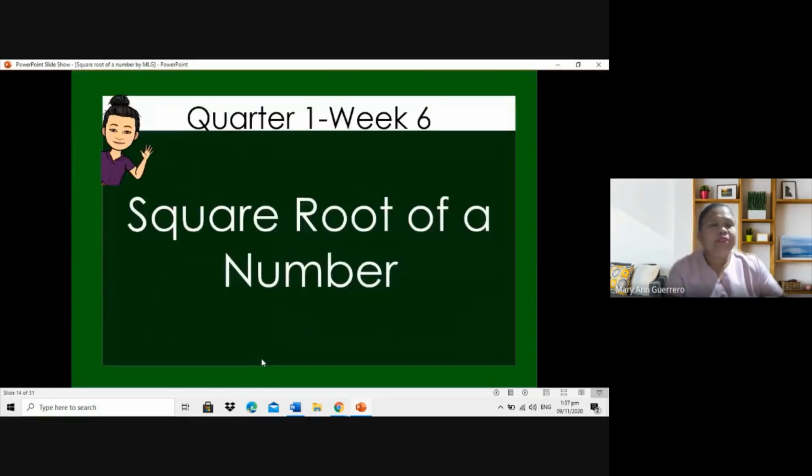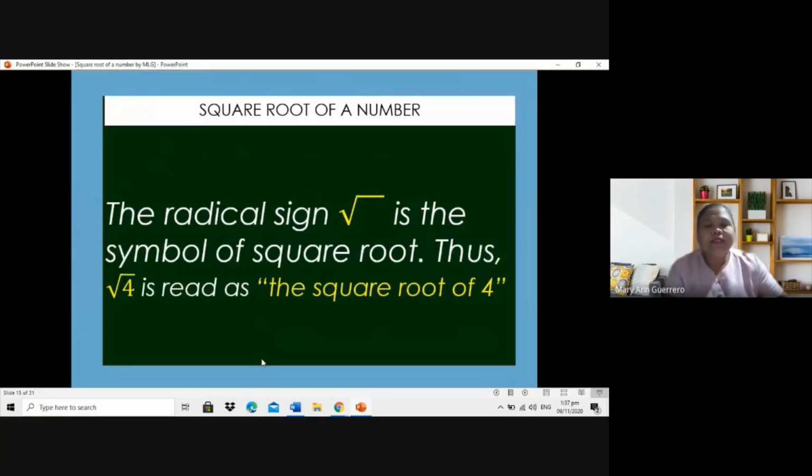Now, let us have the square root of a number. The radical sign is the symbol of square root. Thus, square root of 4 is read as the square root of 4. So, that's the symbol of square root, the radical sign.